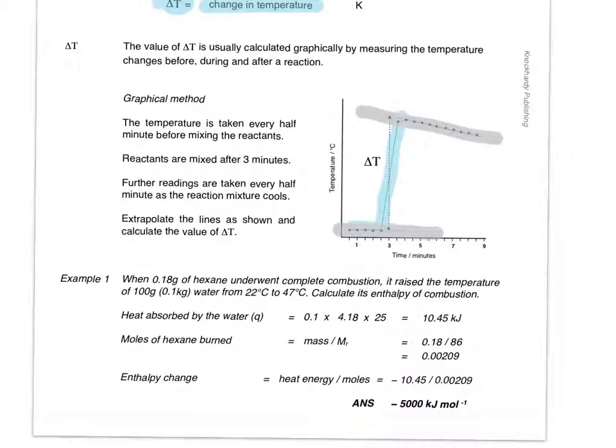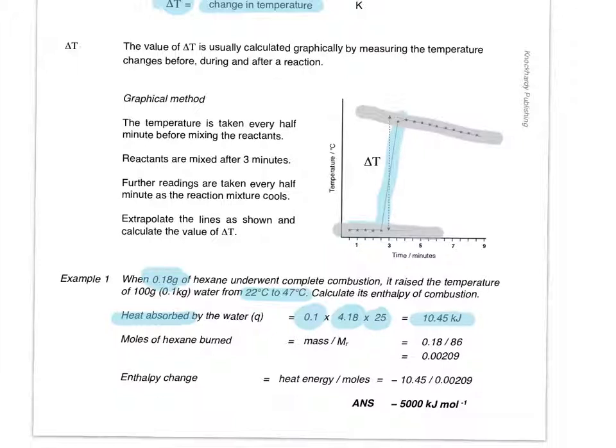In the exam though, they're more likely just to give you a temperature change, so here 22 degrees Celsius to 47 degrees Celsius. What you need to do is work out the heat absorbed by the water. Remember, it is the mass of the water. They'll sometimes throw in the mass of the chemical. You'll need that later on to work it out per mole, but be really careful here, the mass of your water, and you want that in kilograms. We said your specific heat capacity is always 4.18, and if it's gone from 22 to 47, then that's 25 degrees Celsius. If you do that multiplication, you get the heat absorbed by the water as 10.45 kilojoules.